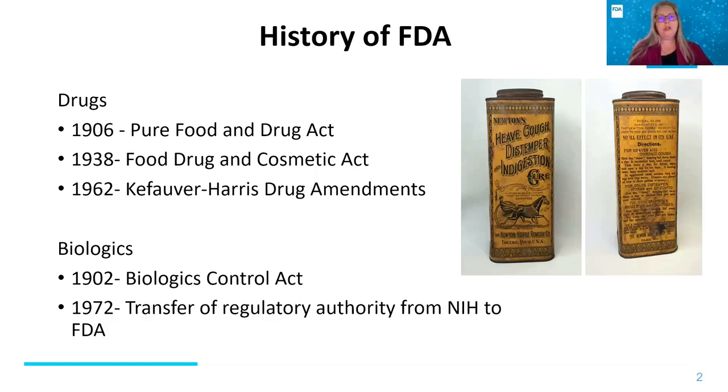Modern oversight of biologic products began in 1902 under the Biologics Control Act, which passed to ensure the purity and safety of serums, vaccines, and similar products used to prevent or treat diseases in humans. And this was carried out by the Hygienic Laboratory of the Public Health and Marine Hospital Service. With the creation of the National Institutes of Health from that laboratory, the regulatory authority was with NIH until 1972 when it joined the FDA, and that is now under our Center for Biologics.